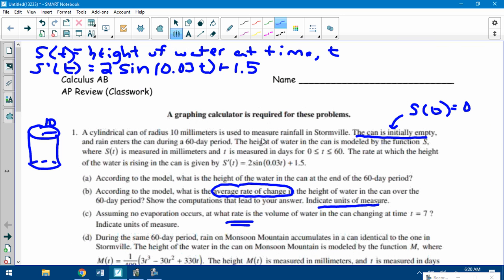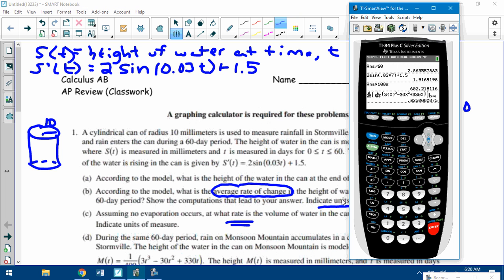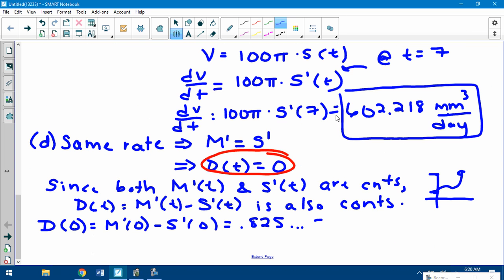Minus, I got to plug 0 into the sine function also. So 2 sine of 0.03 times 0, so sine of 0 is 0, plus 1.5. We technically don't even need a calculator for this. I get 1.5. So if I take my 0.825 minus 1.5, I get negative 0.675. And then I gotta check the other endpoint.